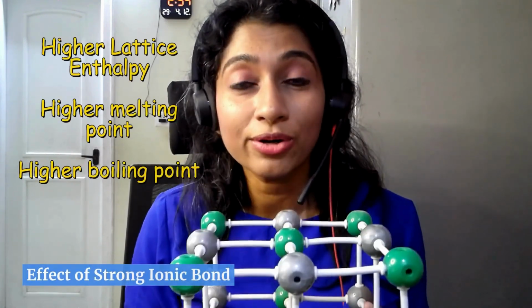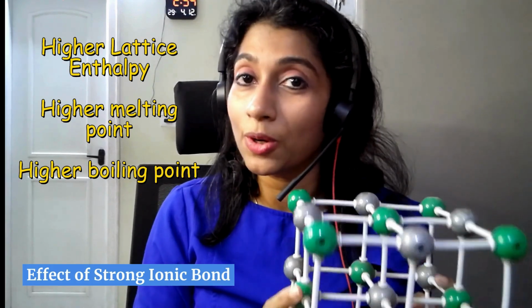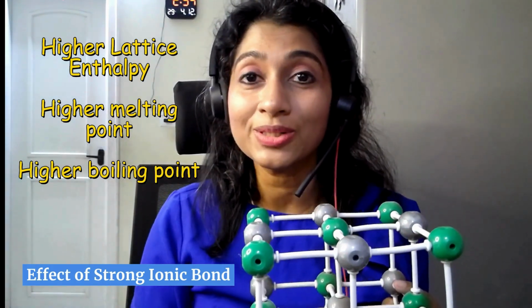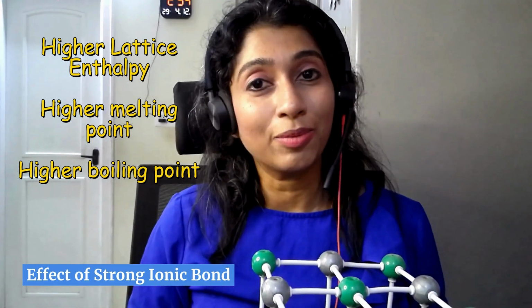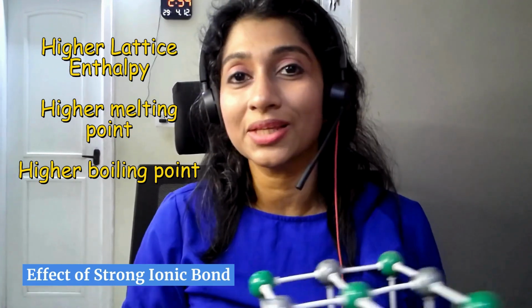Stronger ionic bonds would mean higher lattice enthalpy. Stronger ionic bonds also mean greater energy required to break all these ionic bonds so the ions go into the liquid state. And stronger ionic bonds also mean greater energy to separate the ions in the liquid state so that they pass on to the gaseous state.